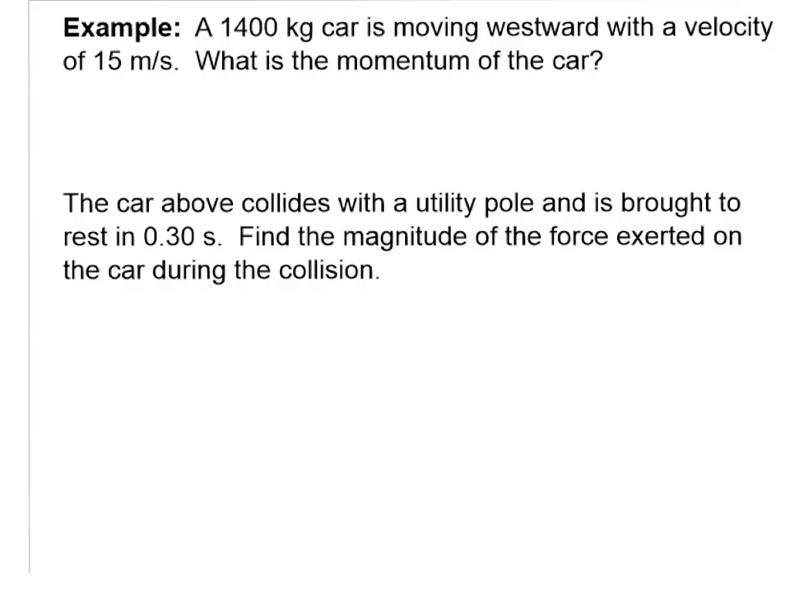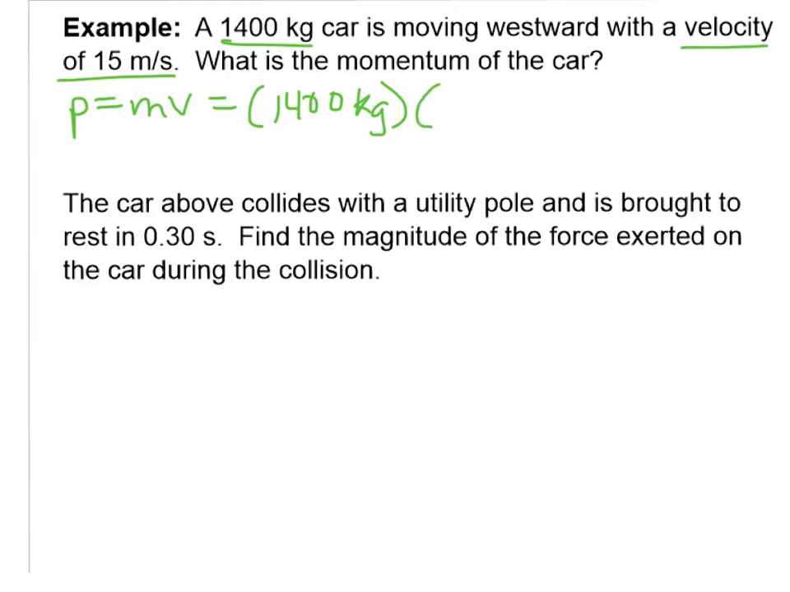So let's do some example calculations using momentum. Let's say we have a 1,400 kilogram car moving west with a velocity of 15 meters per second. What is the momentum of the car? Well, let's write our equation for momentum. We know momentum equals mass times velocity. We're given the mass, and it's already in kilograms. It's very convenient, 1,400 kilograms. And we're given the velocity at 15 meters per second going west. When we multiply those together, we get 21,000 kilogram meters per second west. And that is the momentum of the car.